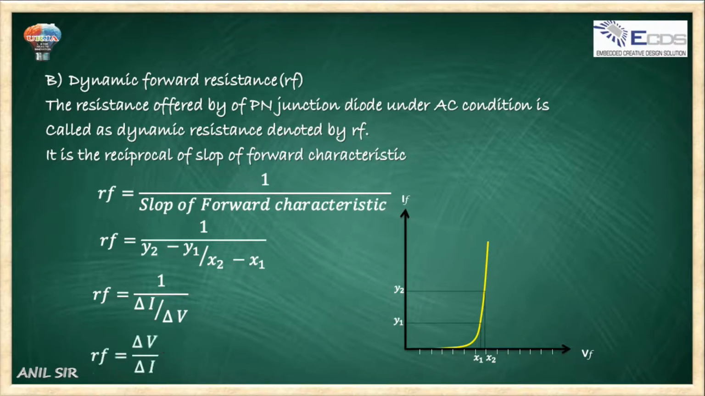That means del V by del I. The small rf is the change in voltage with respect to the change in current. In rf, del V is x2 minus x1 and del I is y2 minus y1. So this is the dynamic forward resistance. It is nothing but the slope of the forward characteristics.